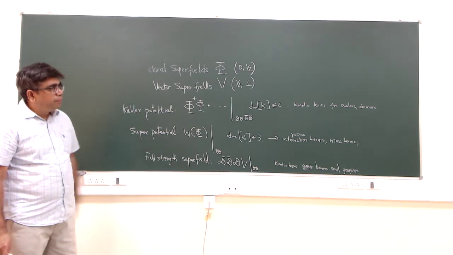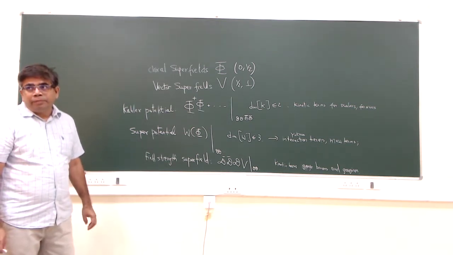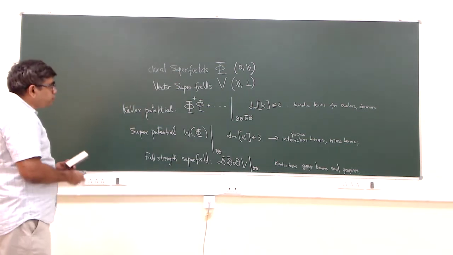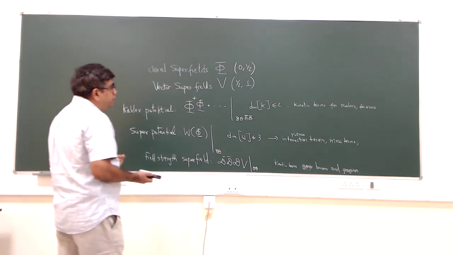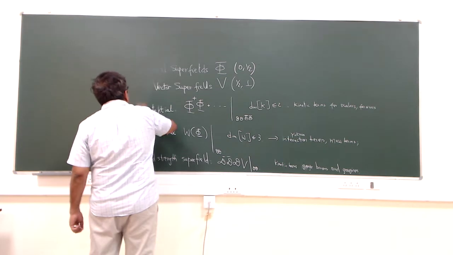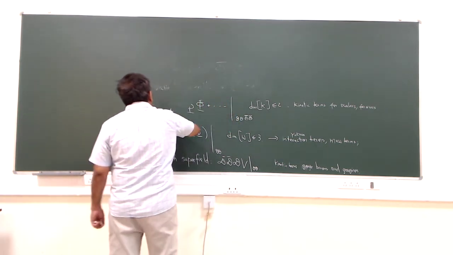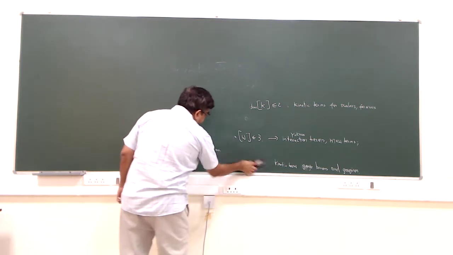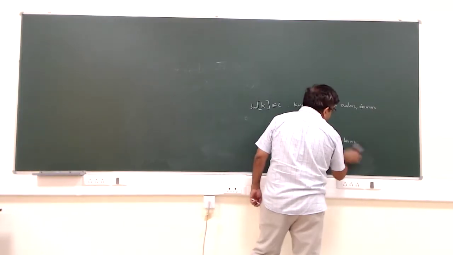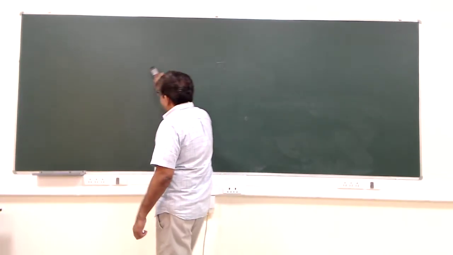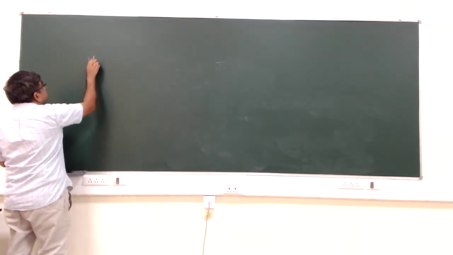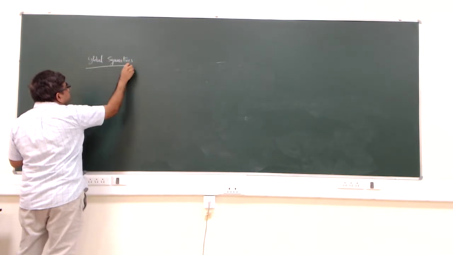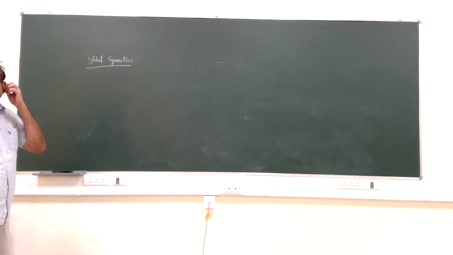So now you have your full Lagrangian. The Lagrangian is a function of this thing. Okay, so today we will look at gauge interactions. The first thing we want to look at is simple global symmetries. Global symmetries are simple. Very simple.